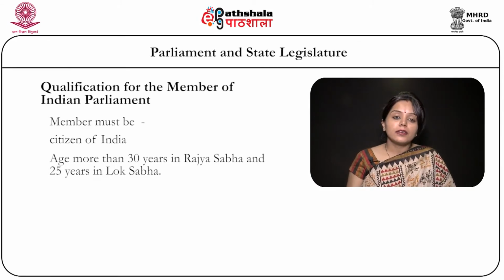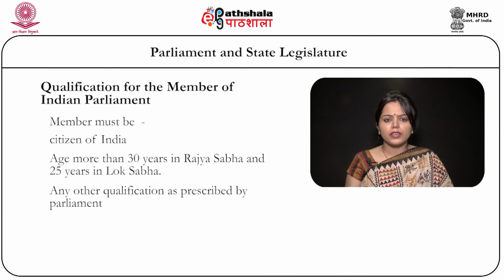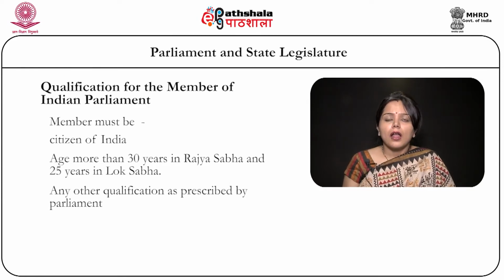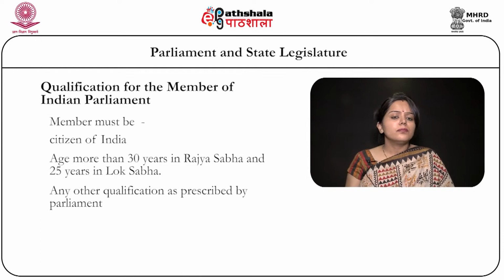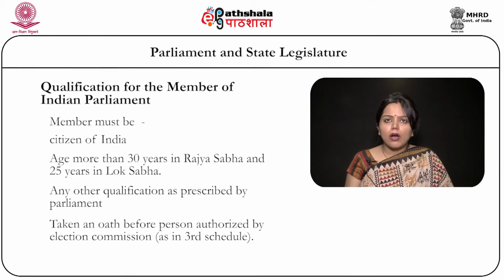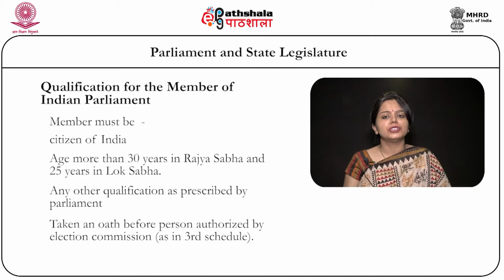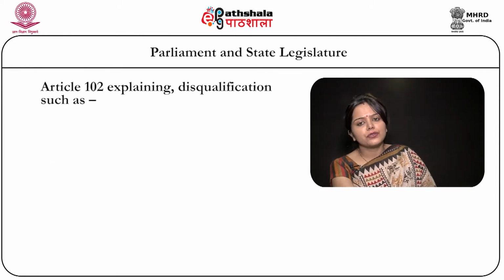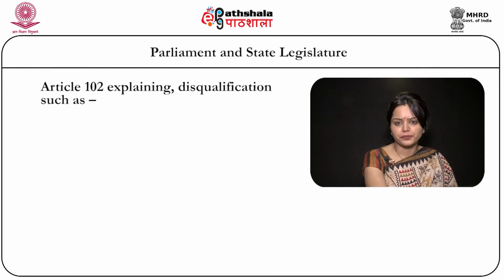After that, any other qualification as given by Parliament should also be a qualification of the member. Next, the member should take an oath before the person authorized by the Election Commission, according to the 3rd Schedule. Now, I will come to the disqualifications of these members.